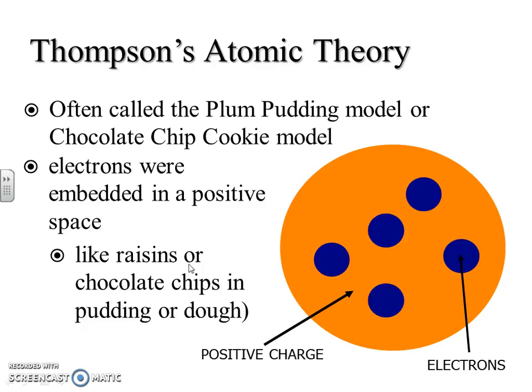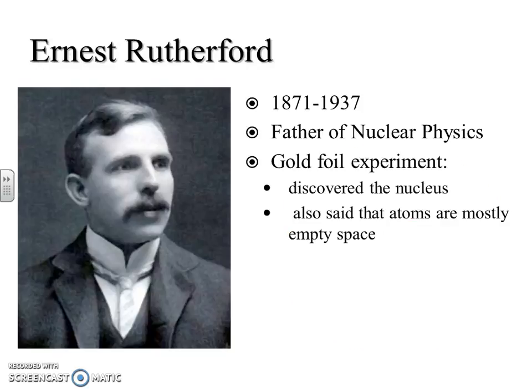They have no order. It's kind of like raisins or chocolate chips in a cookie, right? You don't know how many you're going to have. They're completely random. They might be all bunched here or all bunched there or spread evenly, but you have electrons and then positive space throughout. And this stayed around for a while until this guy named Ernest Rutherford came along. Now, Ernest Rutherford did what we call the gold foil experiment. And in his gold foil experiment, he discovered the nucleus.